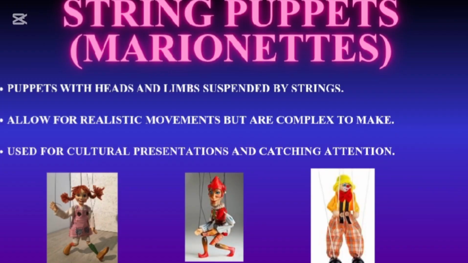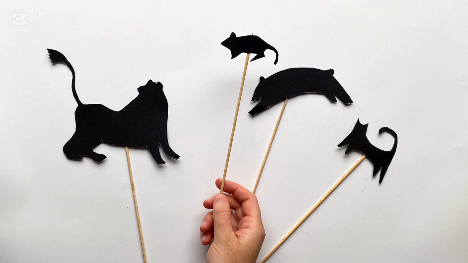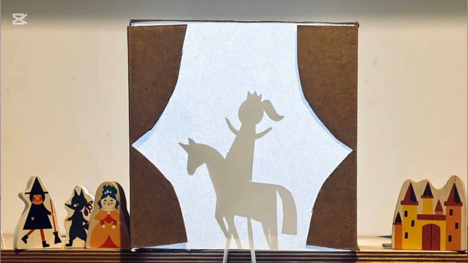String puppets are marionettes, puppets with heads and limbs suspended by strings, allowing for realistic movement, and they're very complex to make. They can be used for cultural presentations and for catching attention. Shadow puppets are cutouts made from stiff paper or black cardboard. They're used for making images behind a white screen. They're excellent for writing or for storytelling.